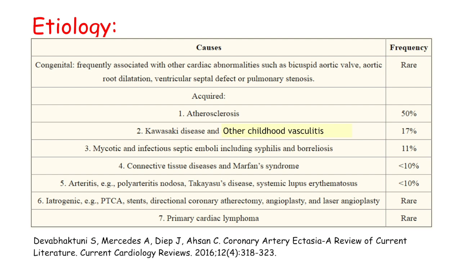Connective tissue disease, Marfan syndrome. Other forms of arthritis and vasculitis account for less than 10%. And there are people with a congenital form of this disease, with an underlying history of dilated aortic root with bicuspid aortic valve. They have a connective tissue problem that can be associated with coronary ectasia and coronary artery aneurysm.